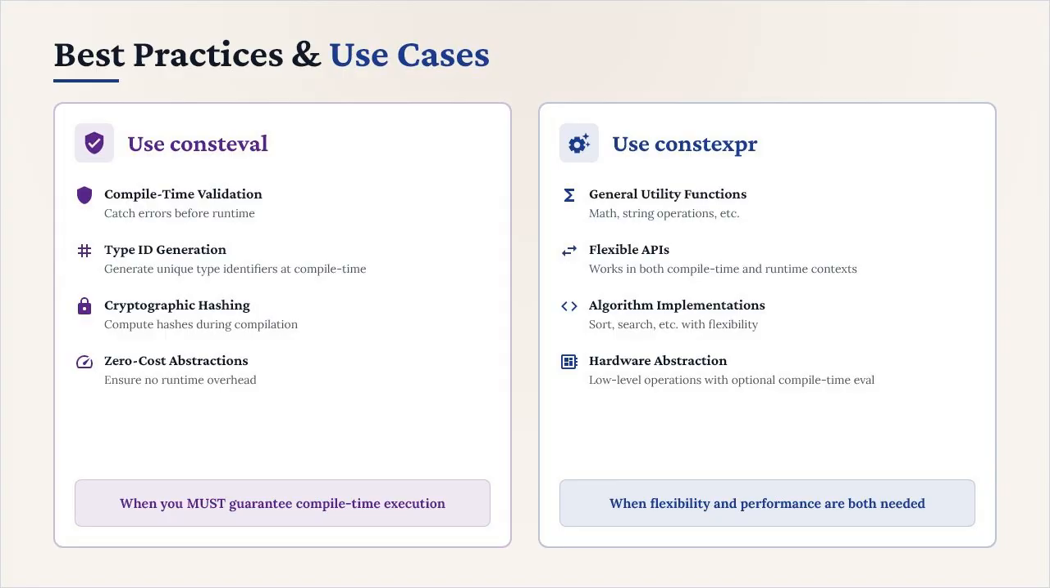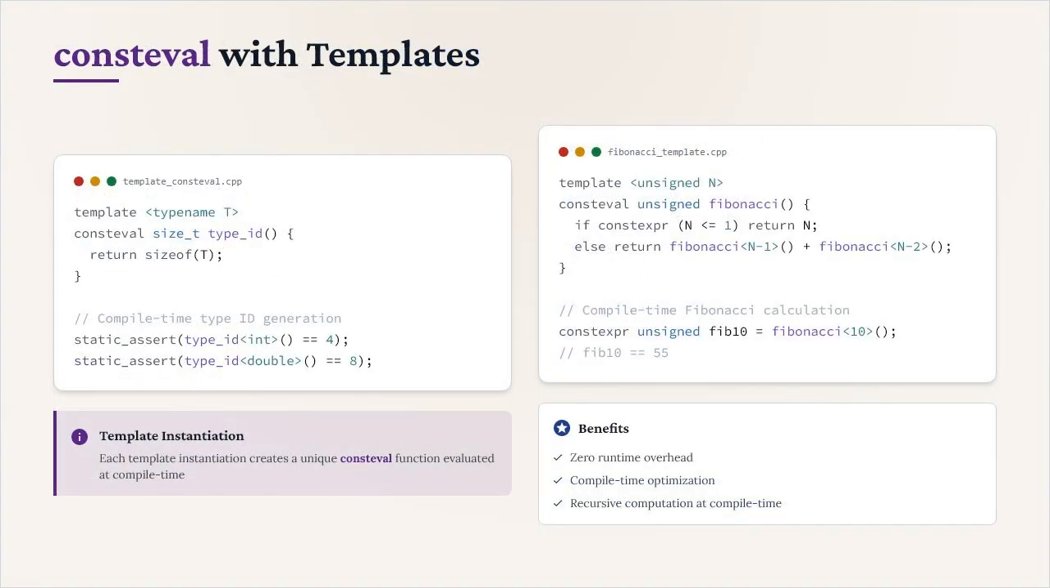Consteval functions can increase compilation time since they must be evaluated during compilation, so use them judiciously in performance-critical compilation scenarios. Consteval works well with template parameters, enabling powerful compile time computations.